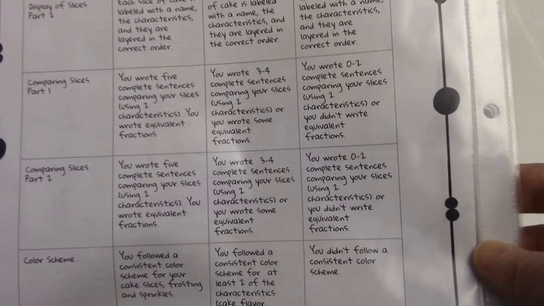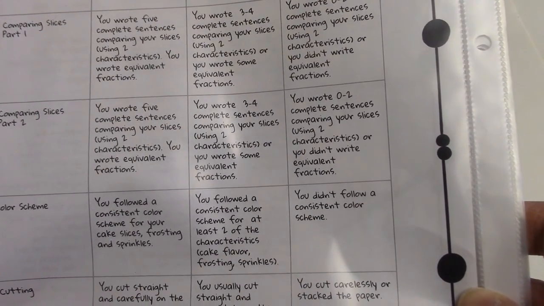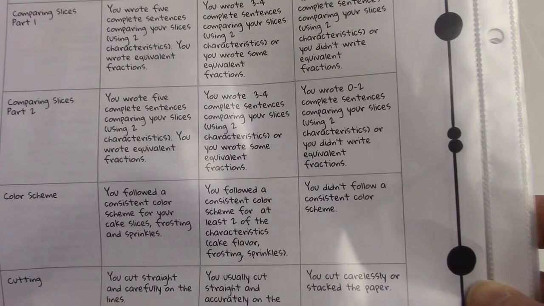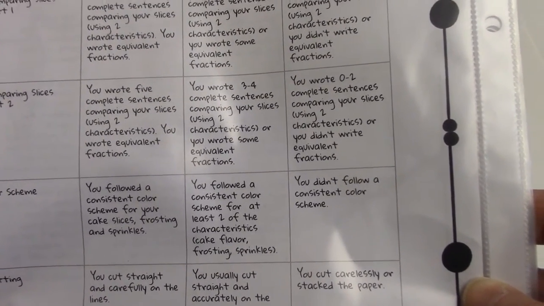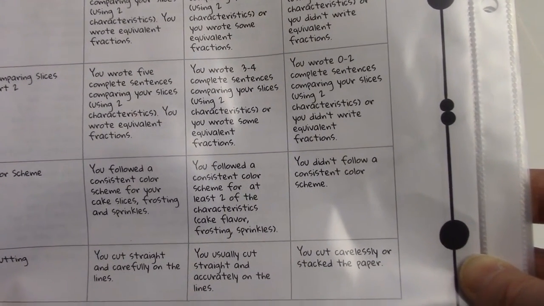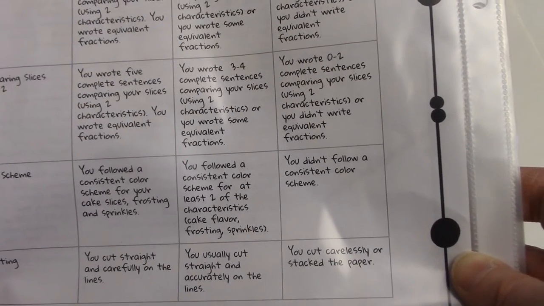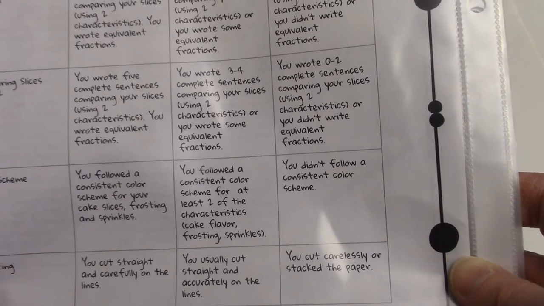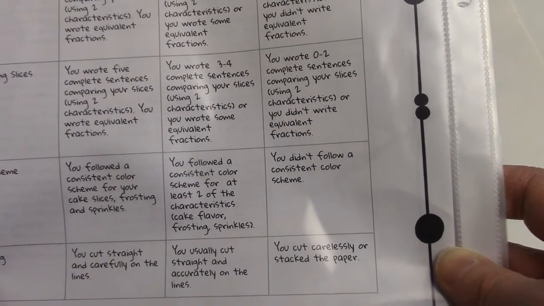Now, color scheme is the other one, which is down here. You would earn 3 points if you followed a consistent color scheme for your cake slices, frosting, and sprinkles. So whatever color you chose for footballs originally, you use the same color in your individual cake slices. That's what I mean by color scheme and being consistent. 2 points if you followed a consistent color scheme for at least 2 of the characteristics, meaning the cake flavor, frosting, or sprinkles, or 1 point if you didn't follow a consistent color scheme.